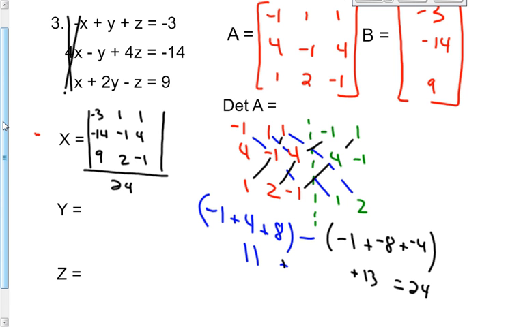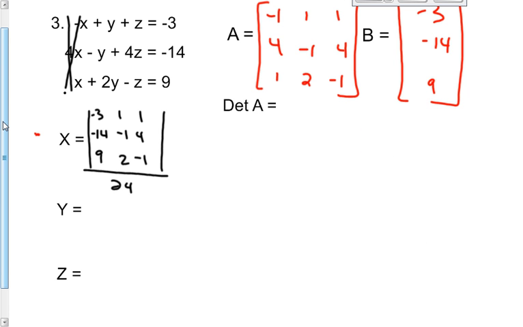Okay, I'm going to erase all of this. We've got our value that we're going to divide by is 24 right here. So I'm going to erase all of this just to give myself some room here. Now remember, with our determinant, I have to repeat the first two columns. Negative 3, 1, negative 14, negative 1, 9, 2. Down, down, down. Negative 3 times negative 1 times negative 1. Negative 3 plus 1 times 4 times 9 plus 1 times negative 14 times 2.